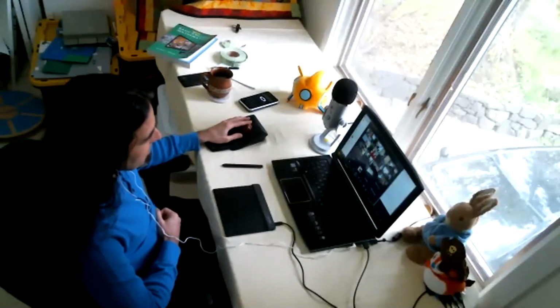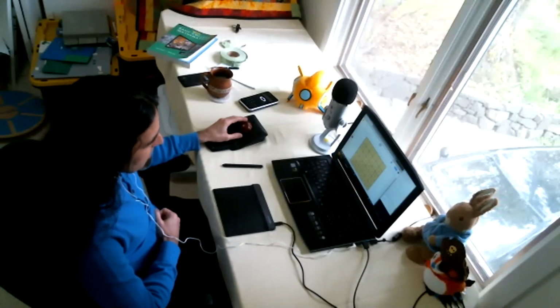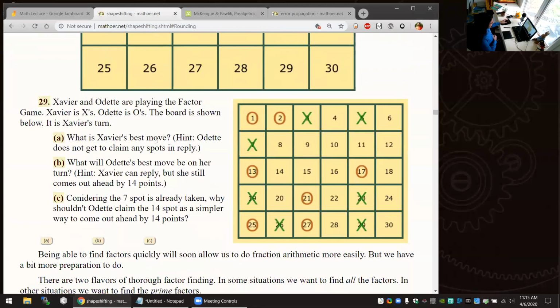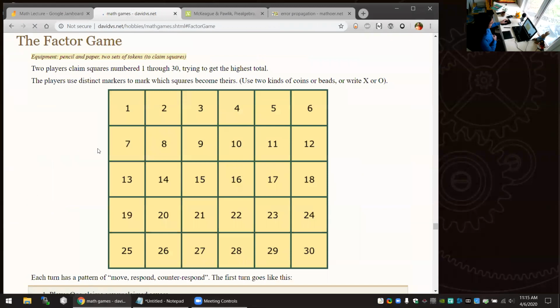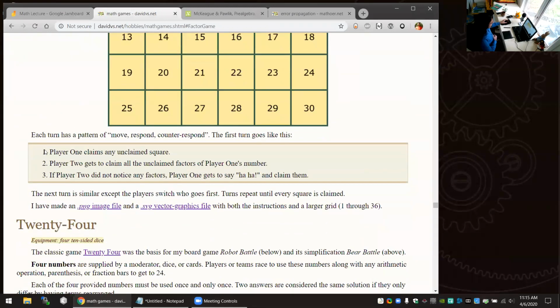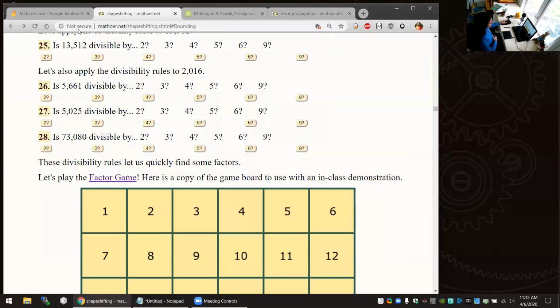So how this game works is, team 1 will claim any square they want that's not claimed already. And then in response to that, the second team gets all of the unclaimed factors. And if they miss any, then the first team gets to go and get those. But people never miss any in a team game. And then you switch. The other team gets to pick anything they want. And then the other team responds to that and takes the factors.